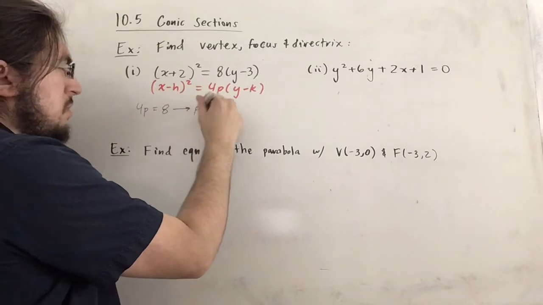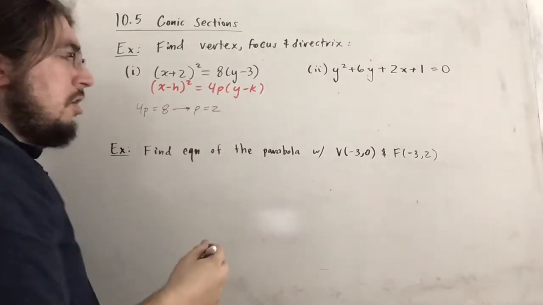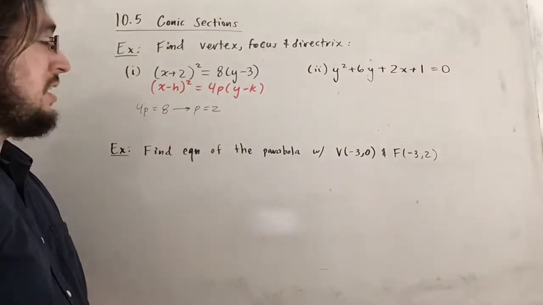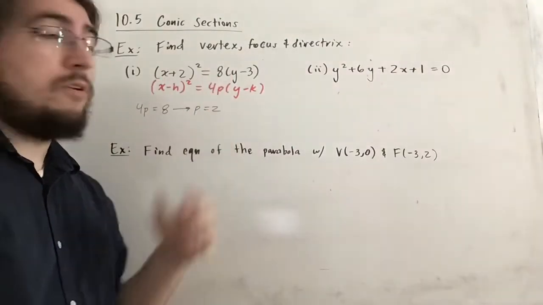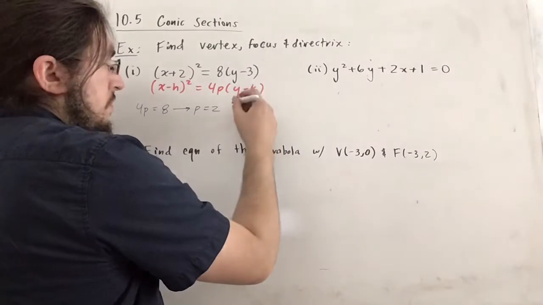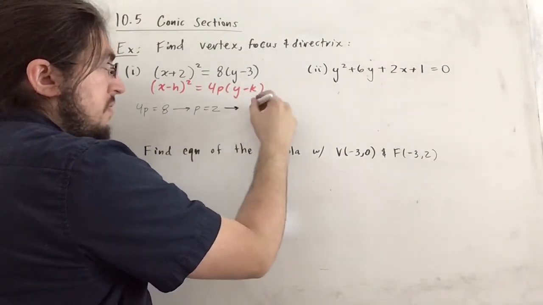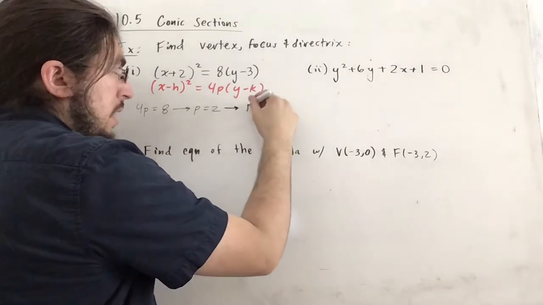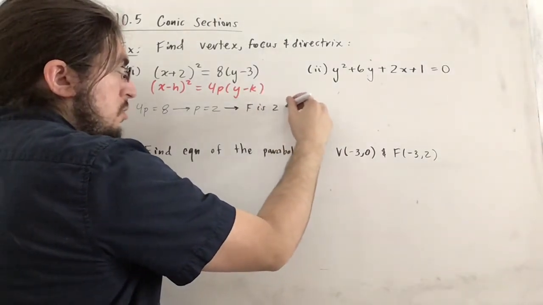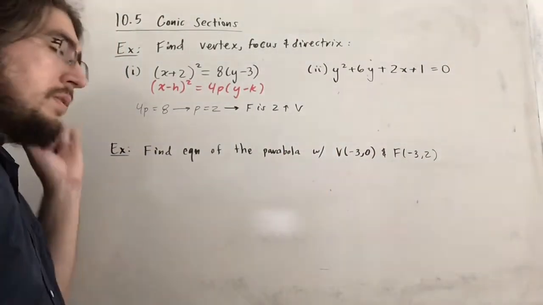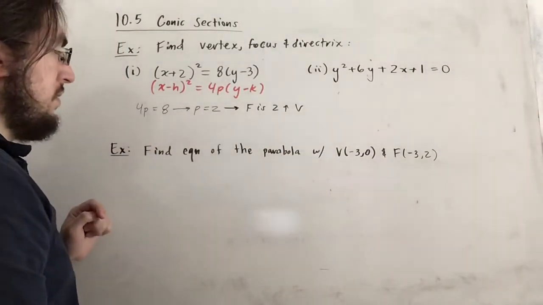That means p is equal to 2. Good. Also, it's positive, so that means the parabola faces either up or to the right. Since x is squared and y isn't, it's vertical. So this tells me that the focus is going to be 2 above the vertex. So f is 2, let me write arrow up above the vertex. Maybe that helps. What else?